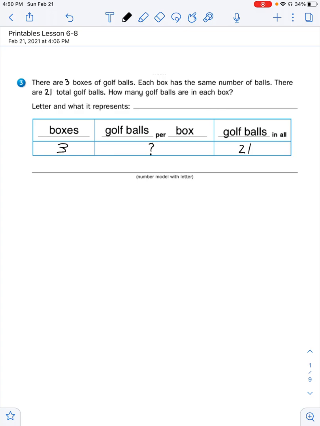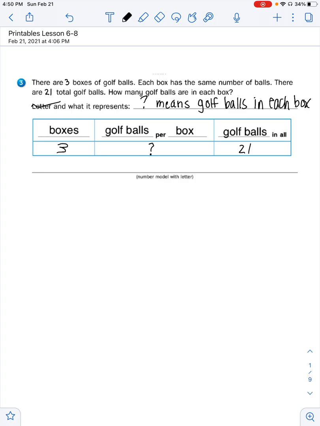And I have to remember, I have to say up here what that question mark means. Okay, so don't worry about how it says letter right there. We're going to use this symbol. The question mark means golf balls in each box. That's what the question is asking us, so that's what we have to solve for.